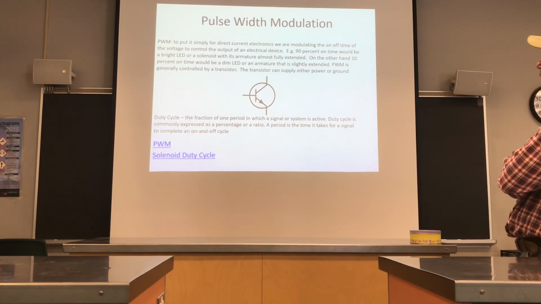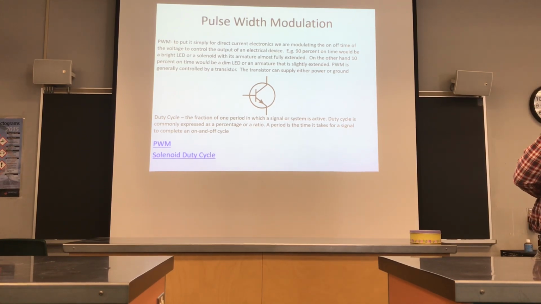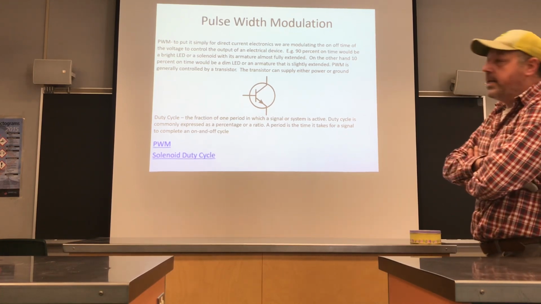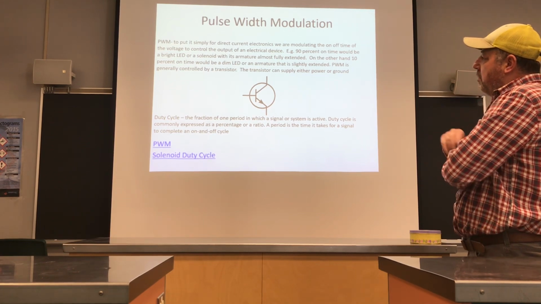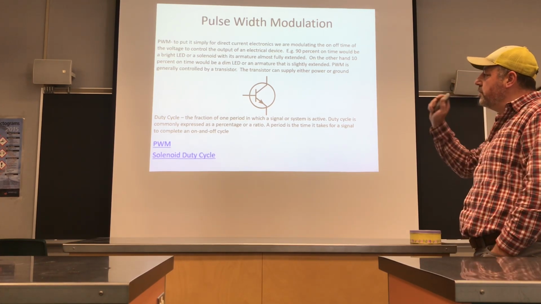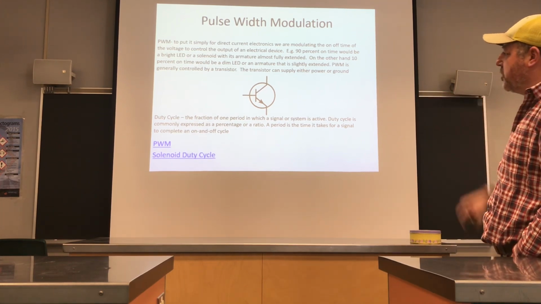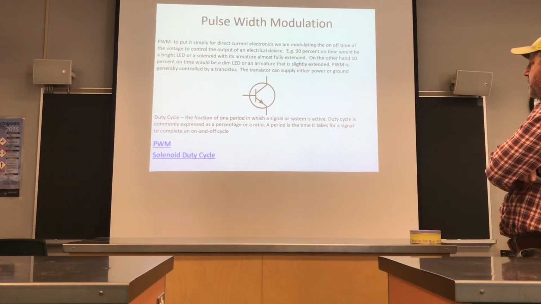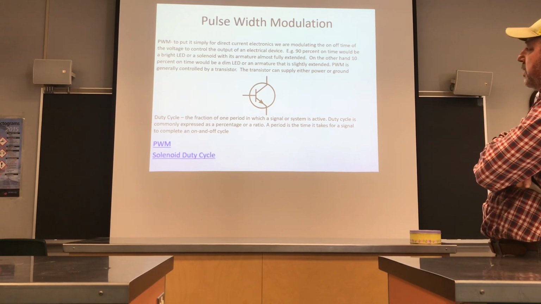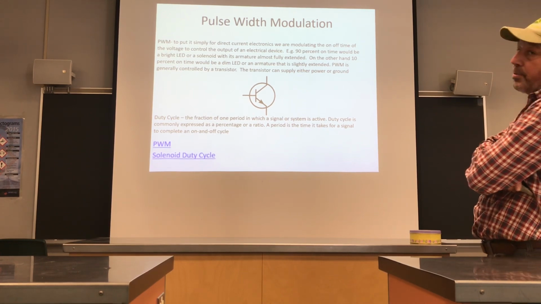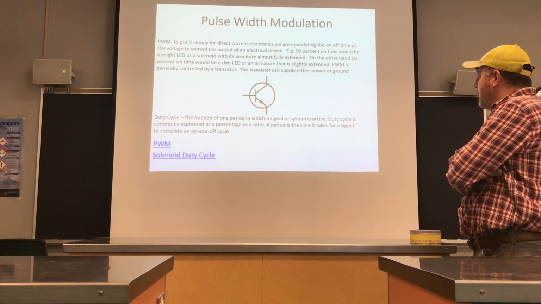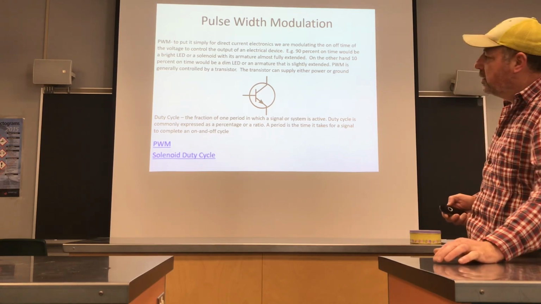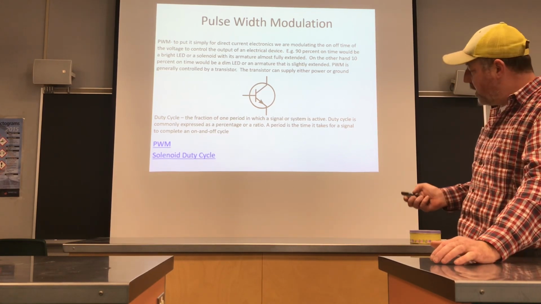PWM is generally controlled by a transistor. The transistor can supply either power or ground. This is what the symbol looks like when we get into schematics. When we talk about duty cycle, it is the fraction of one period in which a signal or system is activated. Duty cycle is commonly expressed as a percentage or ratio. A period is the time it takes for a signal to complete an off and on cycle.